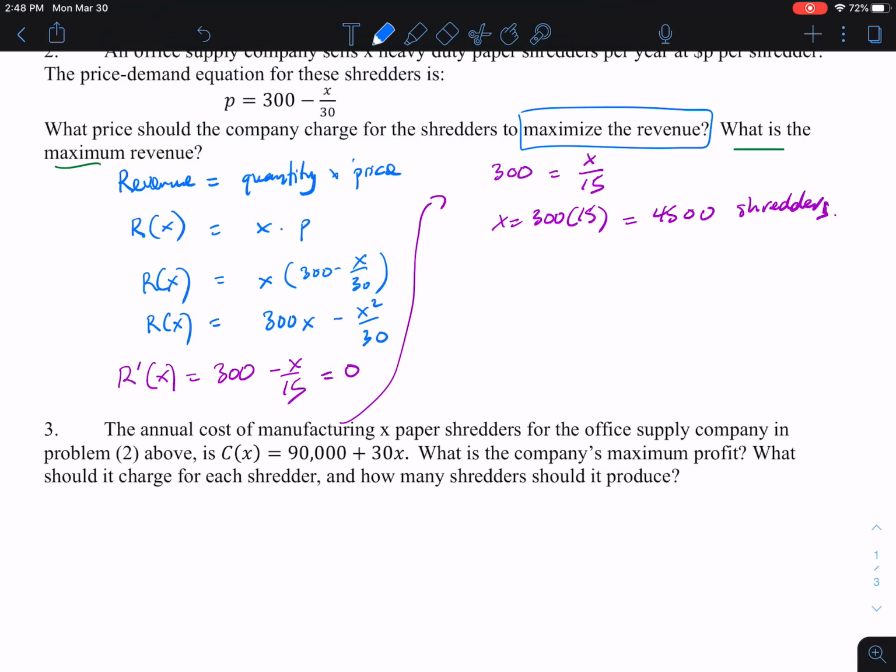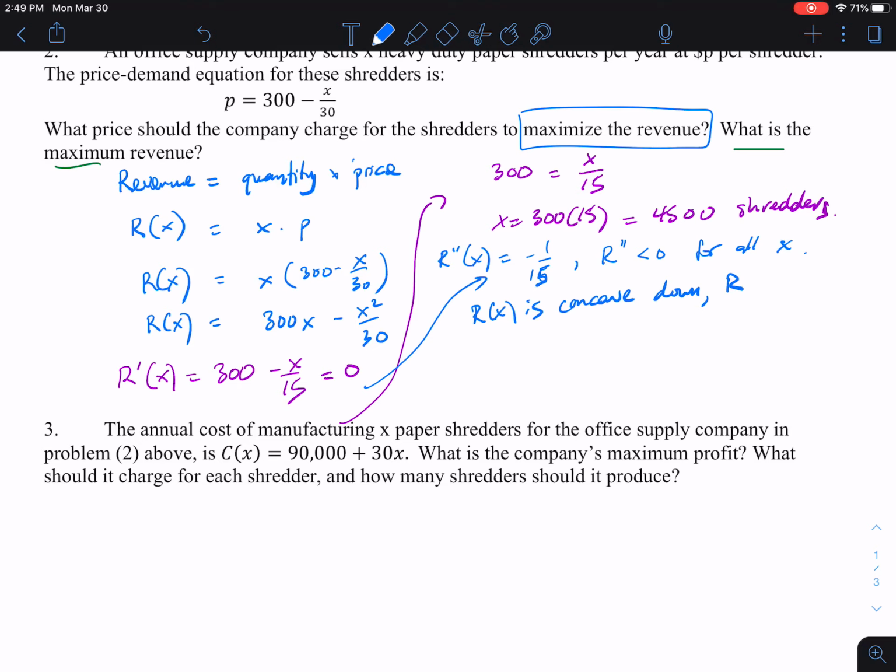We say that r double prime of x, in this case, is going to be negative 1 over 15, because we just take the derivative there, and then that just becomes negative 1 over 15. So this means the second derivative of the revenue function is always less than 0 for all x. That means that the function is concave down. So r of x is concave down.